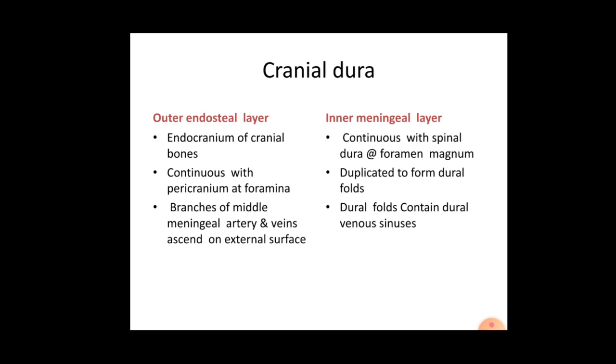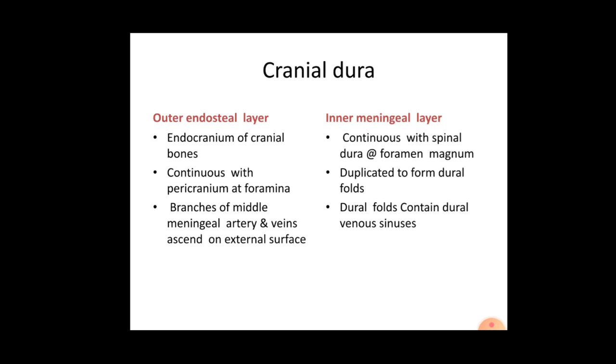Okay, so coming to the next layer, that is the meningeal layer. This meningeal layer is continuous with the spinal dura at the foramen magnum. This meningeal layer duplicates itself to form the dural folds. That is the main topic of discussion in this cranial cavity. So the inner meningeal layer is duplicated to form the dural folds, and within the dural folds you have the important structure, that is the dural venous sinuses.